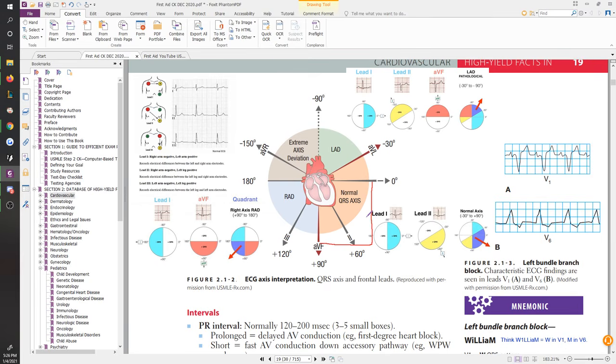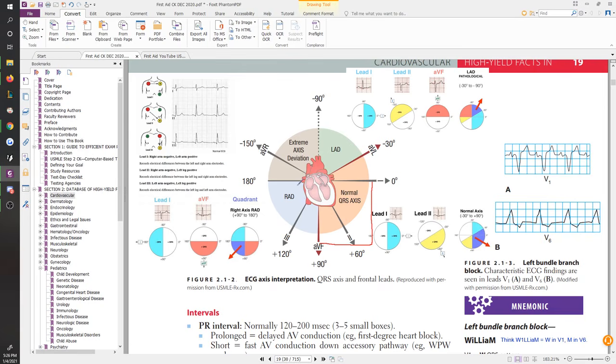That's normal. That's anyone that's okay, doesn't have any kind of pathology, no problems whatsoever. The right axis deviation, which was your Rad-Ralph, all the Ralph mnemonic things, those are the ones that have things that are causing more impulses to be on the right side.